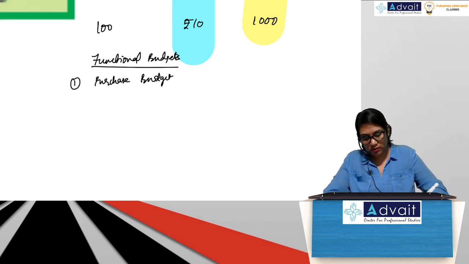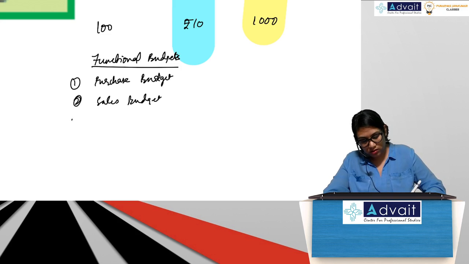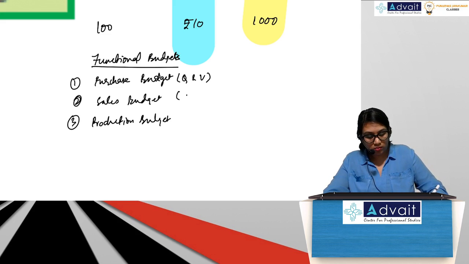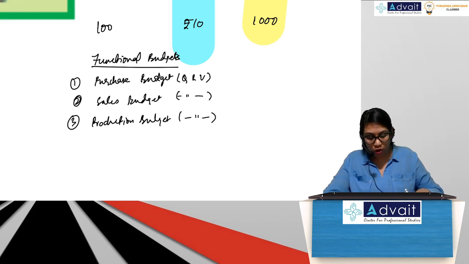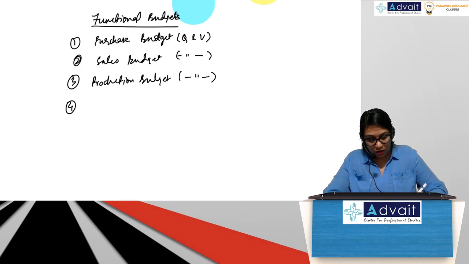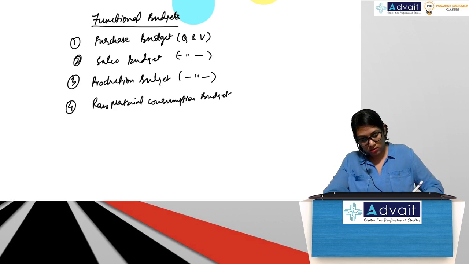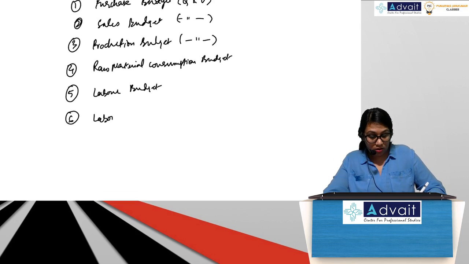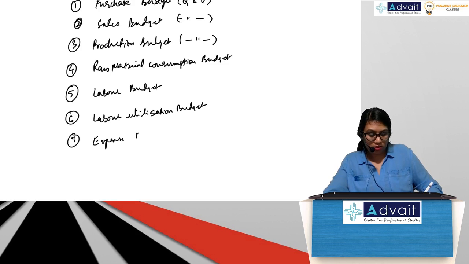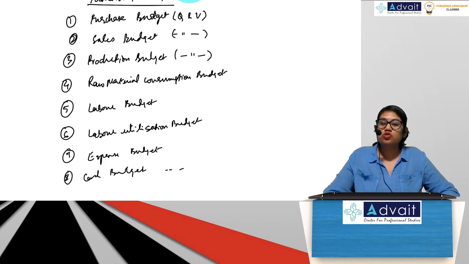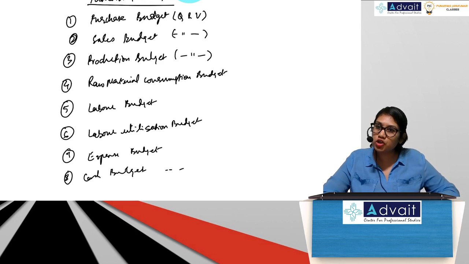So usually the functional budgets that you will be asked to prepare include purchase budget, sales budget, production budget. This could be in quantity and in value. Next, raw material consumption budget, labor budget, labor utilization budget, any other expense budget, cash budget, and so on. So you can be asked to prepare all these budgets as part of functional budgets.